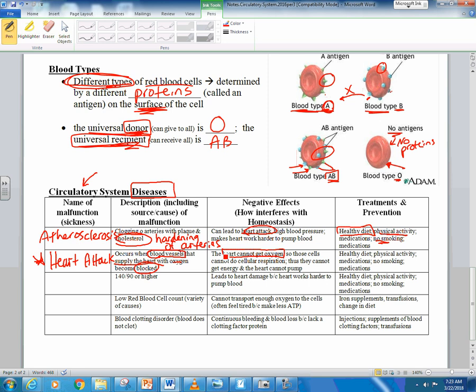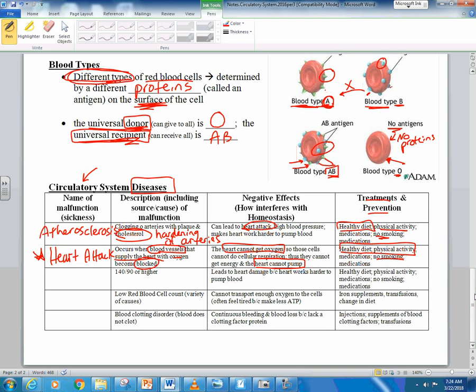If it cannot get oxygen, then the heart cannot pump. If the heart cannot pump, then the other parts of the body are not going to get what they need. Again, the way to treat or prevent this: healthy diet and exercise, no smoking. If someone has a heart attack, they can be treated with medications, and even if they're at risk of a heart attack, they can be treated with medications.